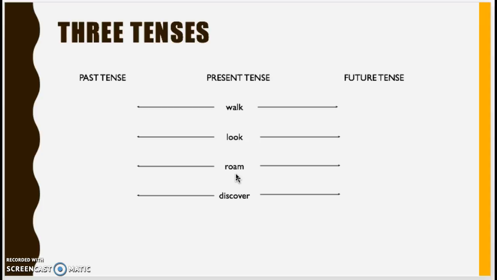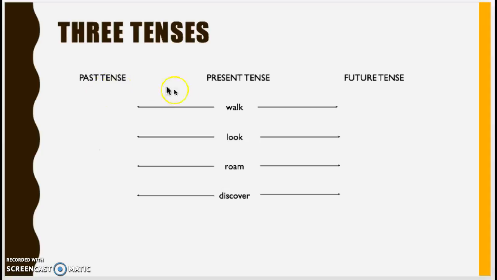Now, when we talk about the tenses of a verb, there are 3 tenses that you can have. You can have a past tense, which means that it's already happened. You've already done this verb. You can have a present tense, which means it's happening right now. Or you can have a future tense, which means that you plan on doing it sometime in the future.